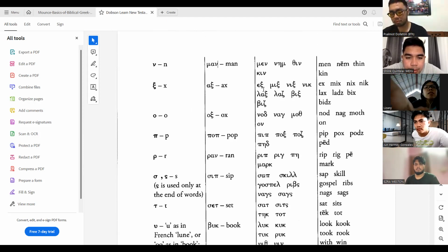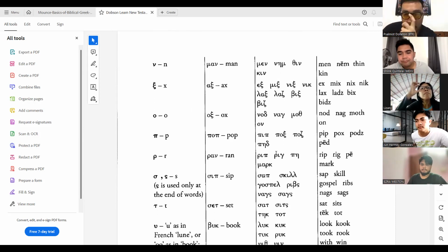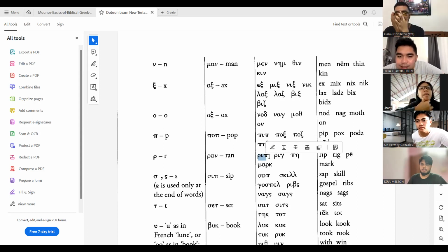Of course, not everything here has a meaning. Okay, class. Not everything here is a real word. It's just trying to help you pronounce. No? So maybe one day you will be asked, sir, what does, for example, this one, what does rip mean? No, it is not a real word. It is just helping you to read the text, no.